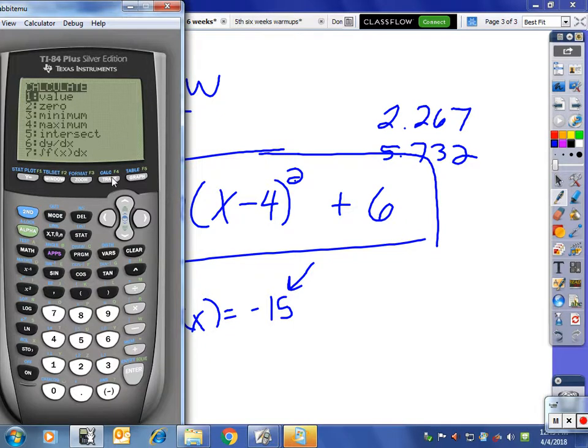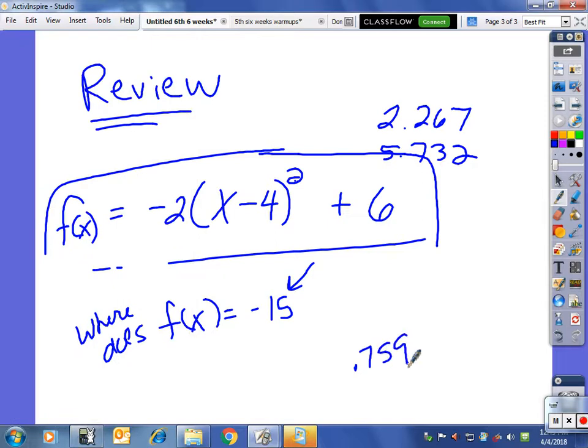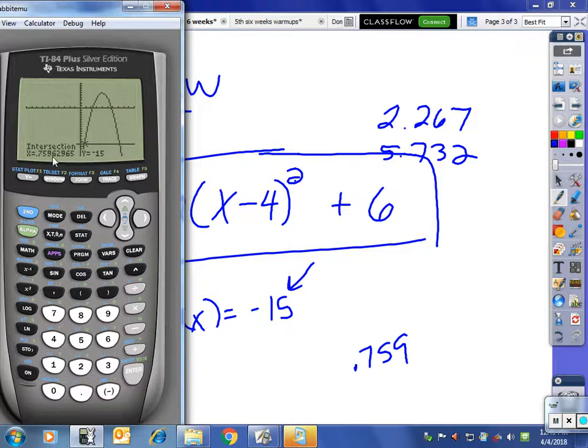Second function, calculate, intersection, first curve, second curve, guess. 0.759 is one of them. Okay, that's what I just said. You cannot find this in the t-chart, because I doubt your t-chart is counting by 0.759 in the x values. No, it can't. You'd have to know to tell it that.